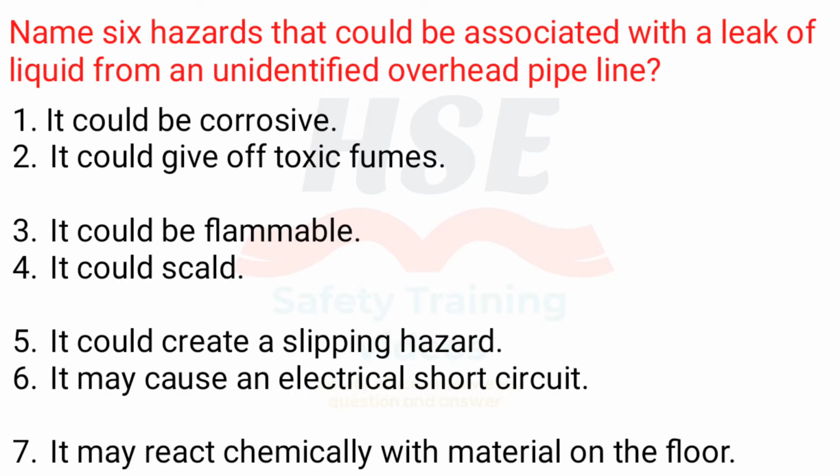Name 6 hazards that could be associated with a leak of liquid from an unidentified overhead pipeline. 1. It could be corrosive. 2. It could give off toxic fumes. 3. It could be flammable. 4. It could scald. 5. It could create a slipping hazard. 6. It may cause an electrical short circuit. 7. It may react chemically with material on the floor.